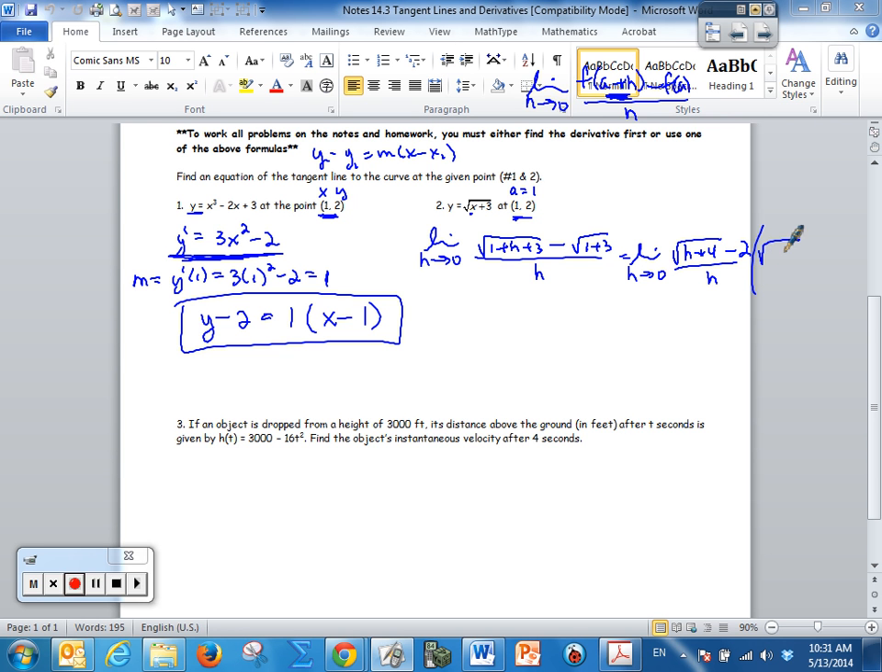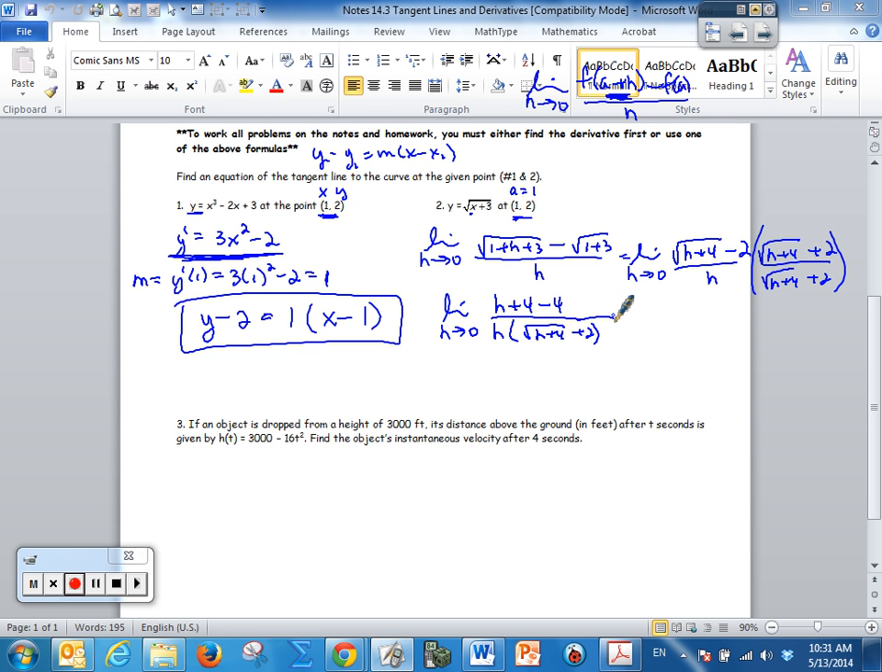So let's multiply by the conjugate, square root of h plus 4 plus 2 over square root of h plus 4 plus 2. So we get limit h goes to 0. So first times first gives us h plus 4. Outside, inside goes away. That's the beauty of the conjugate. And the last times the last, negative 2 times a positive 2 is a negative 4, all over. Remember, resist the temptation to distribute in the h.